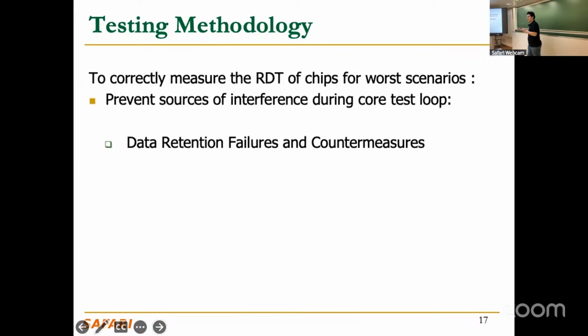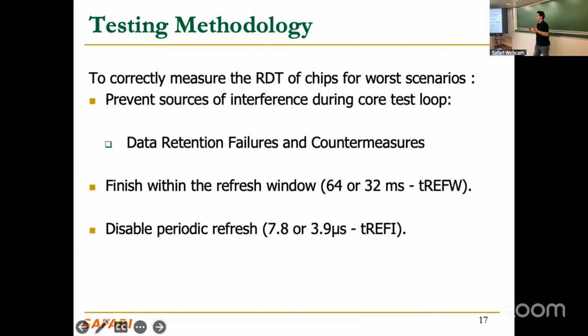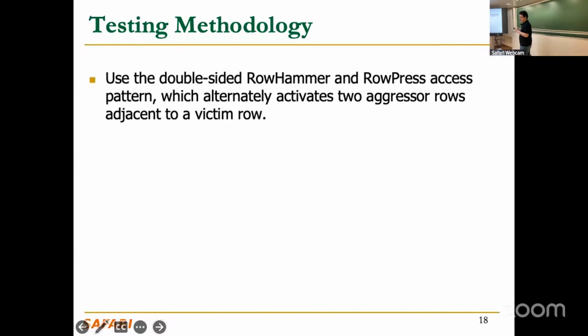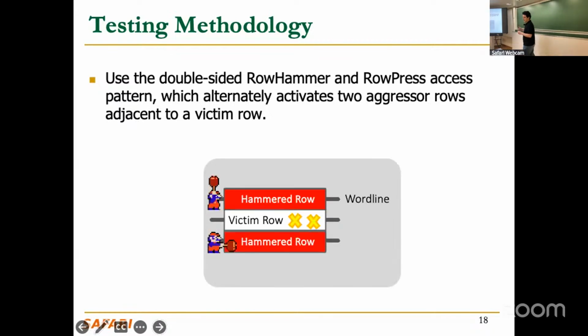So in our test methodology, we try to correctly measure our thresholds for the chips for the worst case scenarios. To achieve this, we first try to prevent source of interference, such as data retention failures, as well as on-die countermeasures. Then we try to finish each measurement within a refresh window, and within this refresh window, we typically disable the periodic refreshes that are issued. Lastly, we use double-sided RowHammer access pattern, which alternately activates two aggressor rows adjacent to a victim row, like shown here, like a sandwich model, maybe we can say that.